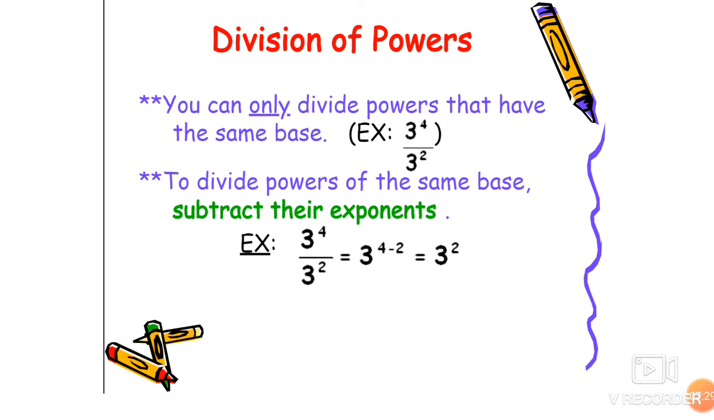Division of powers. We can only divide powers that have the same base. Okay, and the rule is to divide powers of the same base, subtract their exponent. For example, 3 exponent 4 divided by 3 exponent 2. Bases are same and they both are dividing each other. So we will write 3 exponent 4 minus 2, which is equals to 3 exponent 2.